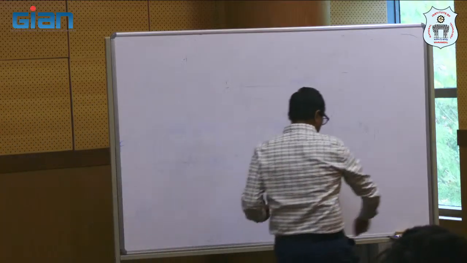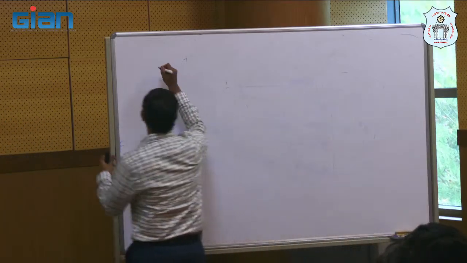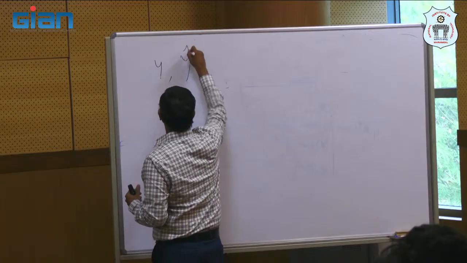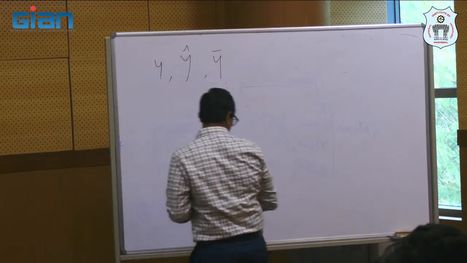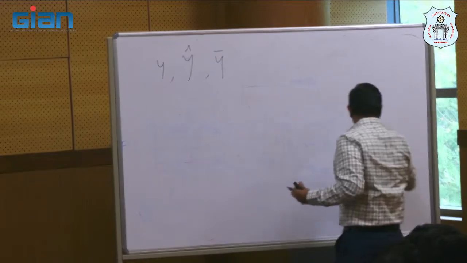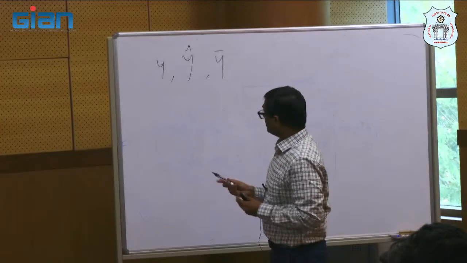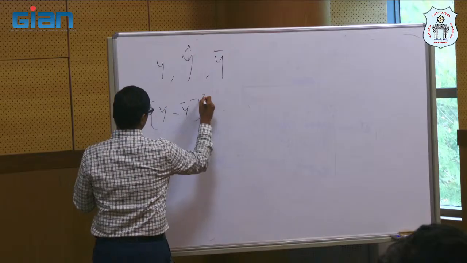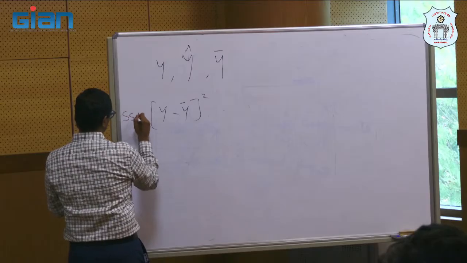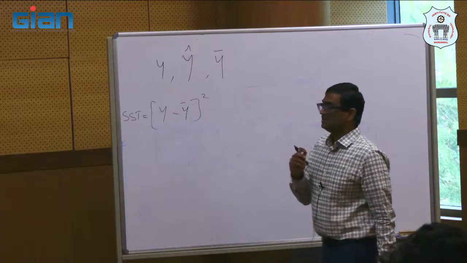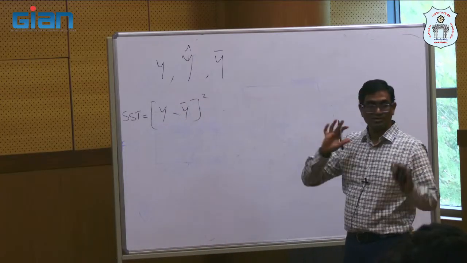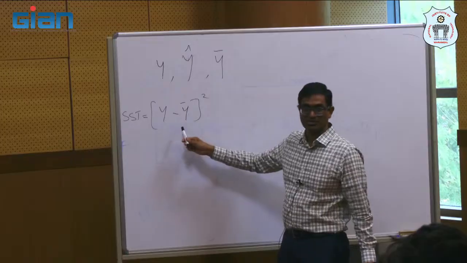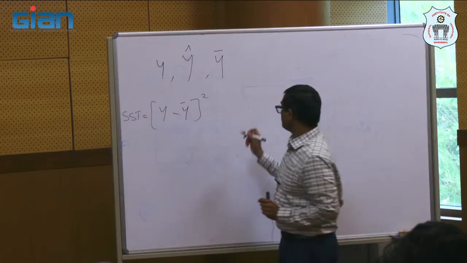So now we want to look at goodness of fit. For that, we talk about three Y's: the observed Y, the predicted Y, and the average Y. We call this SST. This is the total error in our model. Remember when we started, we said the dumbest guess is the average. So the total error in your model is given by observed minus average.